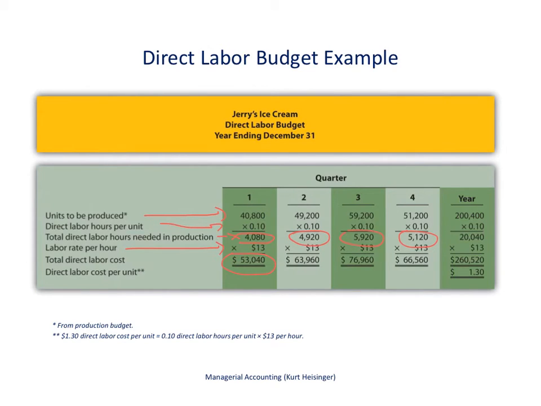And the summary of this is shown over here for the year. And notice that we also, over here for the year, show the direct labor cost per unit. And that is simply the $13 per hour. That's the standard that we set, that we expect to pay our employees, and we multiply that by the direct labor hours per unit of 0.1. So 0.1 times 13 means that our expected direct labor cost per unit is $1.30.